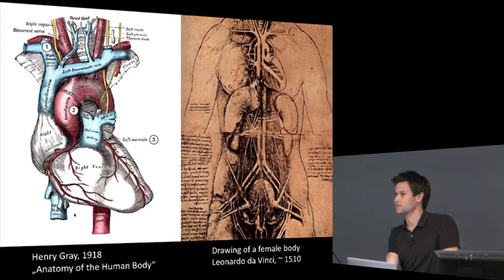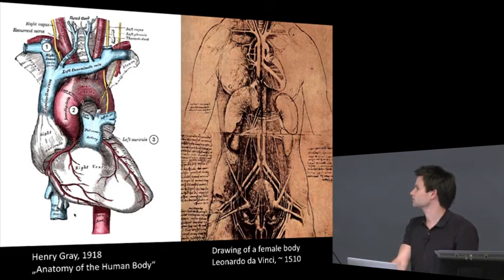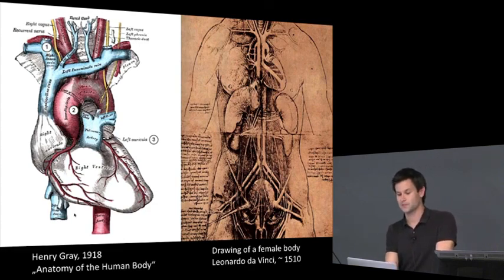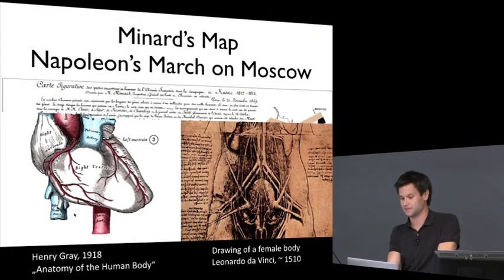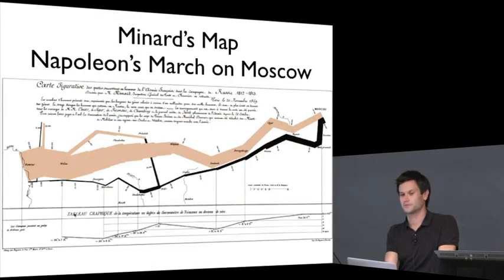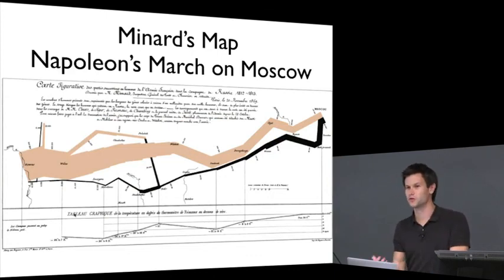So let's start with presentation. These are two really early examples. On the left-hand side, you see a drawing by Henry Gray from 1918. The sole purpose of this graphic is, of course, to just explain how the heart is working and which parts you have. And this is from a very famous textbook in medicine. On the right side, you see a drawing of a female body by Da Vinci. And again, the sole purpose is to communicate something that Da Vinci already knew at that point.